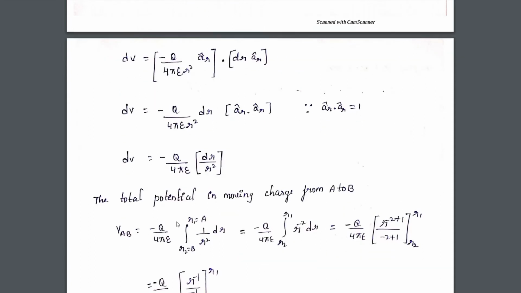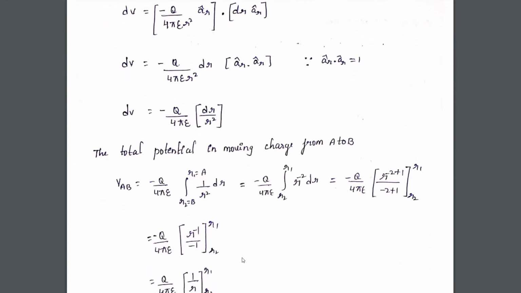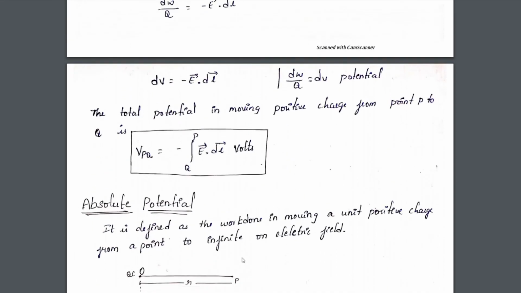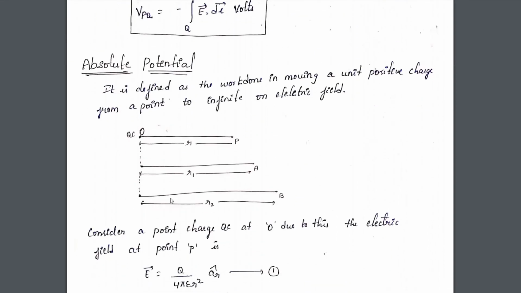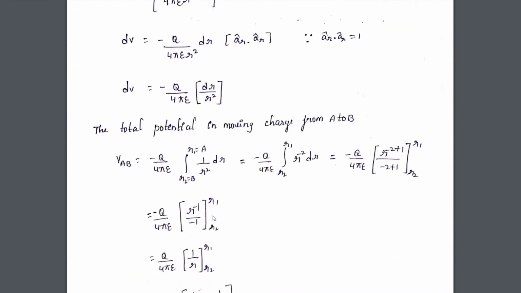So after calculating this differential potential, we need to convert this to absolute potential. Before converting, you will see the figure. In this figure, what we are assuming is the charge q is moved from the point A to B. The distance from O to A is taken as R1, and the distance from O to B is R2. So we are considering two distances, R1 and R2, from O. Based on that, we are going to find the total potential.